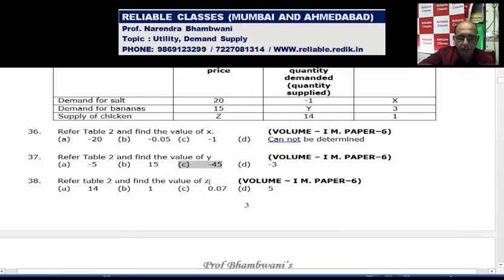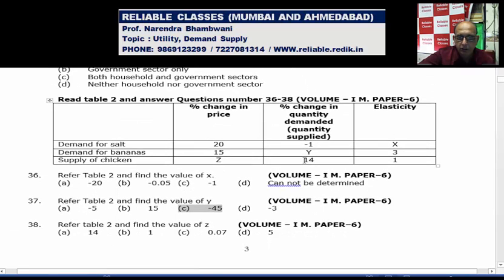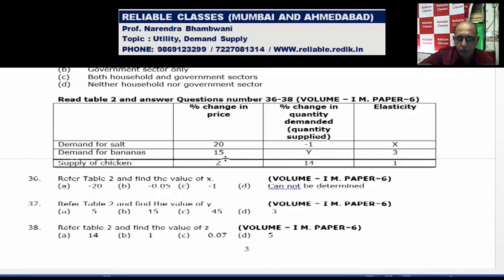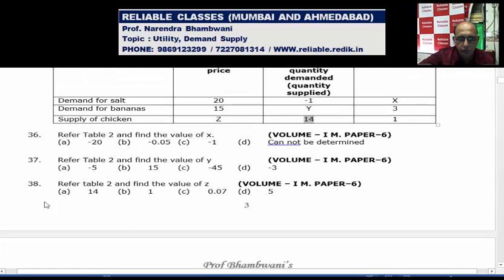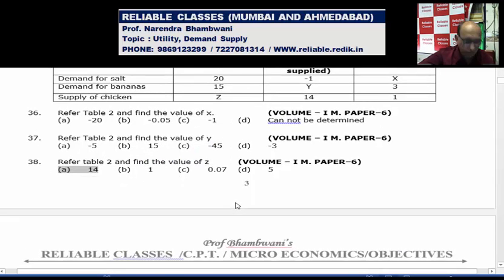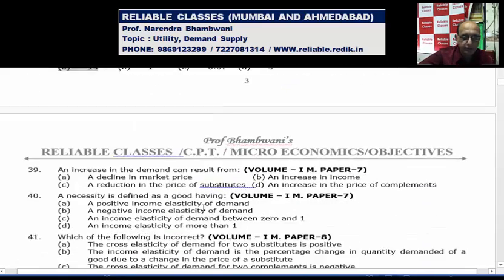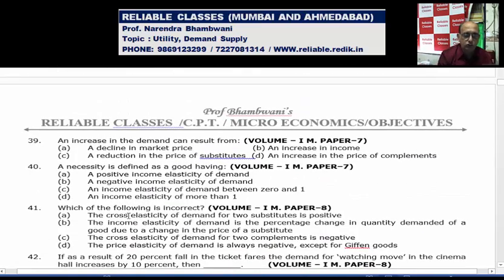Refer to table 2 and find the value of Z. Now this is the numerator, this is the denominator. So this is 1. Now 14 divided by Z is 1. So Z has to be 14. Okay. We move on to the next question.